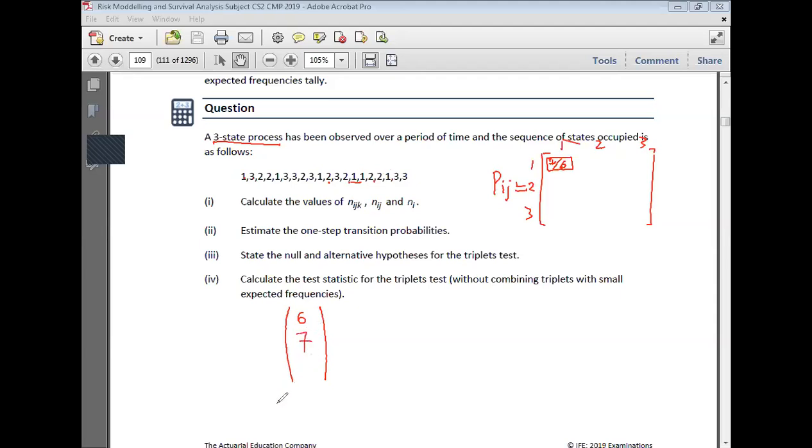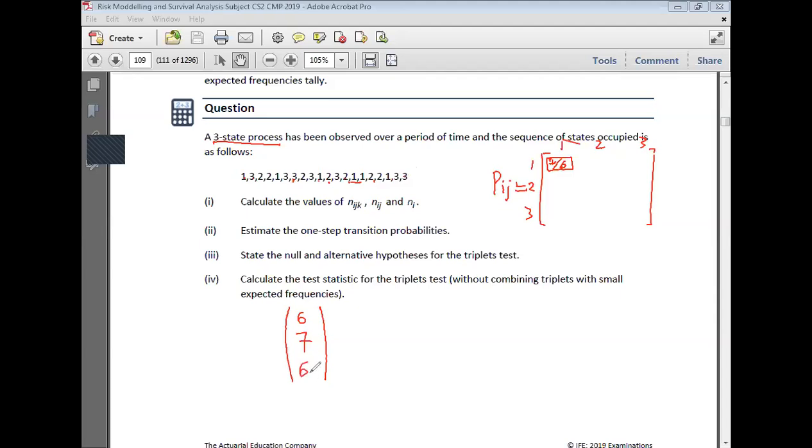And what about 3? 5. Okay, let's count again. It's not 5. 3 to 2, 1, 3 to 3, 2, 3 to 2, 3, 4, 5, 6. Yeah, 6. So it's gonna be 6.